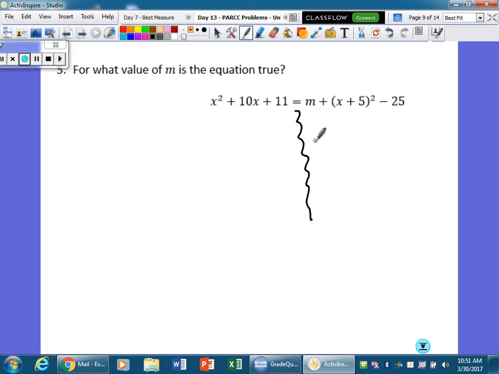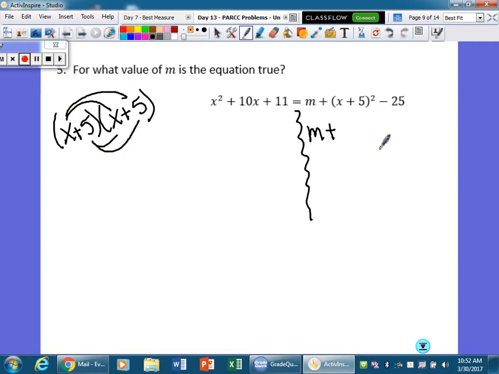So, to do that, we still have our m plus, and remember what the squared means, not square each part. You need to FOIL. So we're going to do a little sidebar over here. We're going to do x plus 5 times x plus 5. And we need to FOIL. And you're going to write that answer in there, and you're also going to have the minus 25 at the end. And then you need to figure out what m is going to be. Again, FOIL first.